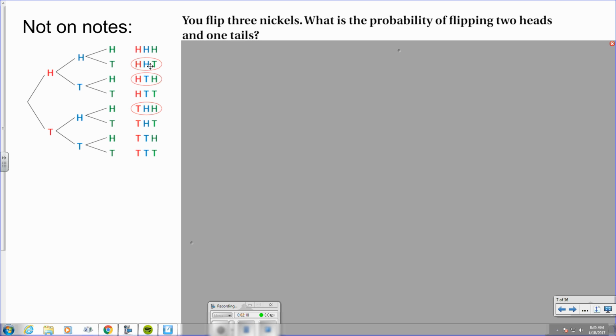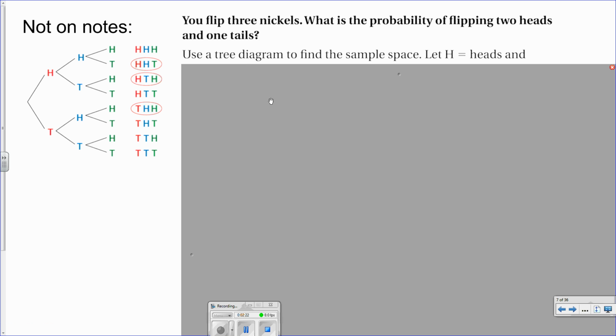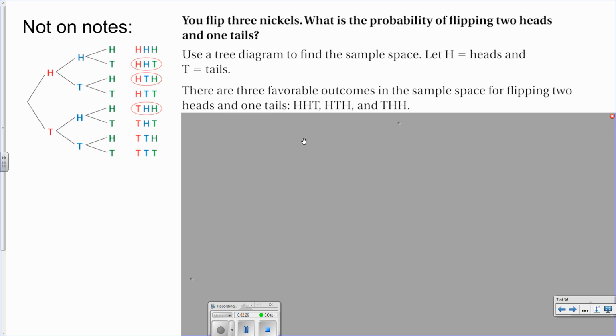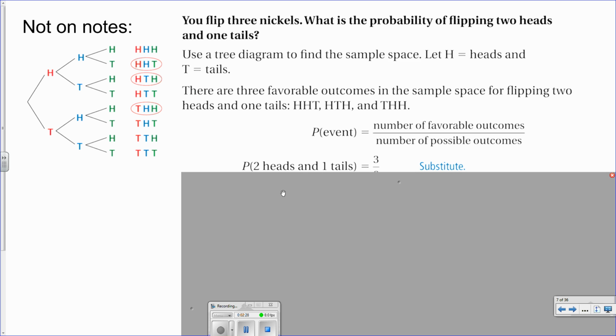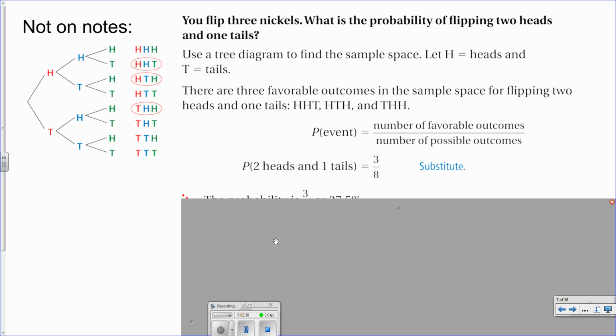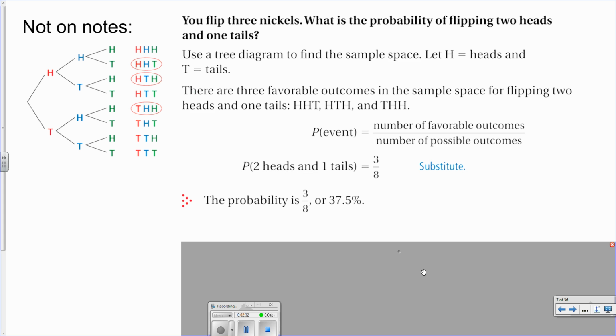So then here are our possible outcomes. On the probability of flipping 2 heads and 1 tail, you can see that heads twice and tails once only happens 3 of the times. So we would say 3 out of the 8. So that's one use of a tree diagram, is it can kind of help you visualize what your outcomes are.